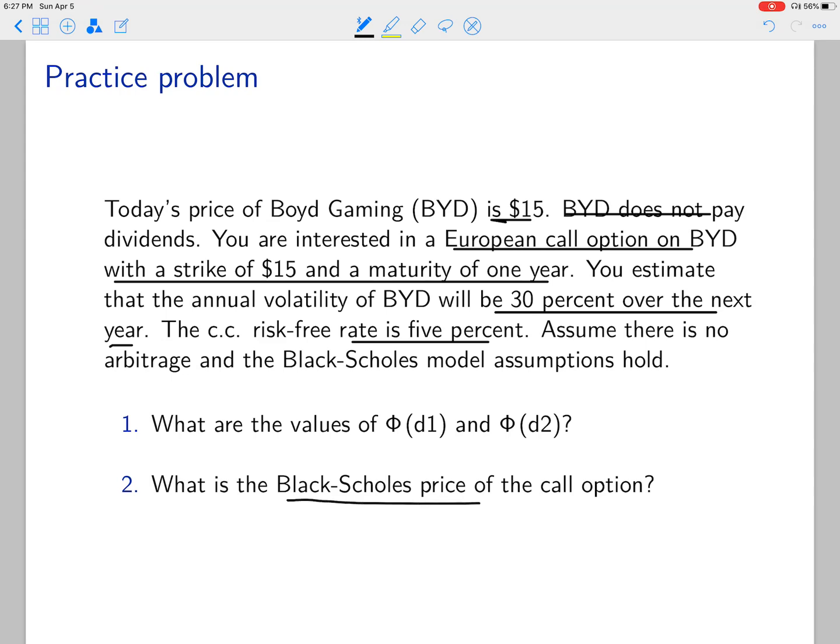We want to answer the following questions. Ultimately, we want to know the Black-Scholes price of this call option. Before that, we want to calculate phi of D1 and phi of D2. Let's solve this Black-Scholes model question. We write down our inputs. Today's price of Boyd Gaming, S0, is equal to 15. Boyd Gaming has an annualized volatility of 30%, 0.30. The continuously compounded risk-free interest rate, r, is 5%. No arbitrage, Black-Scholes model assumptions hold. We're interested in a European call option on Boyd Gaming.